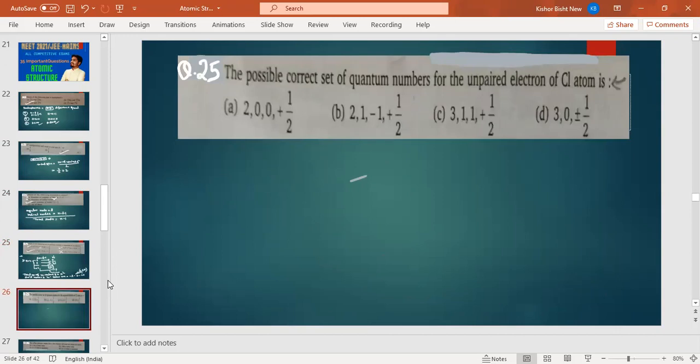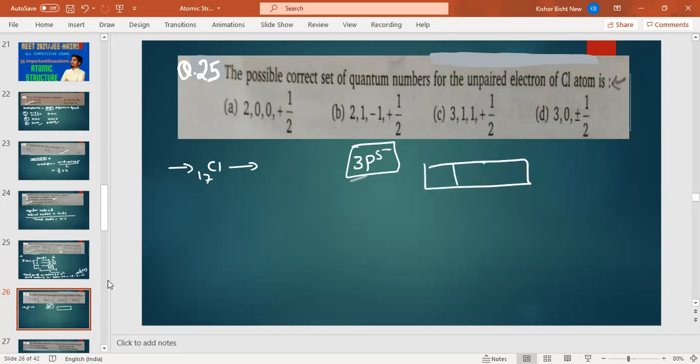need to find out for the unpaired electron. Come to first, the electronic configuration. You write chlorine 17. So in the last shell you see 3p5. So p5 means this one, 1, 2, 3, 4, 5. So you need to calculate the quantum numbers for this electron, 3p5.